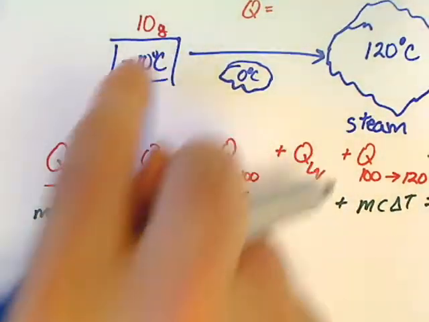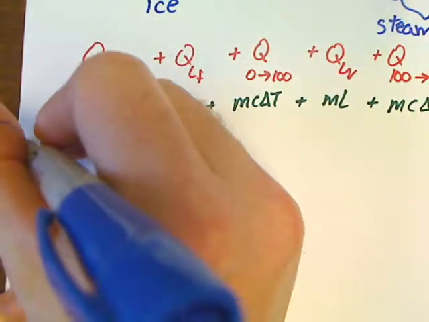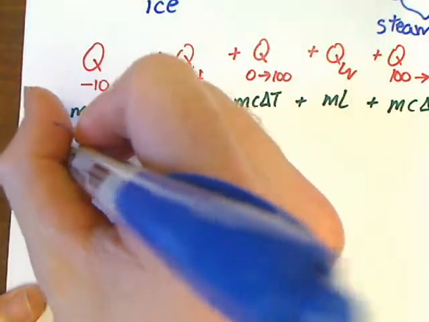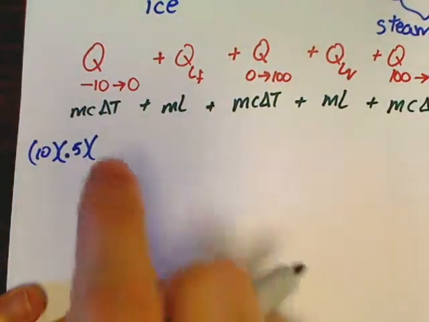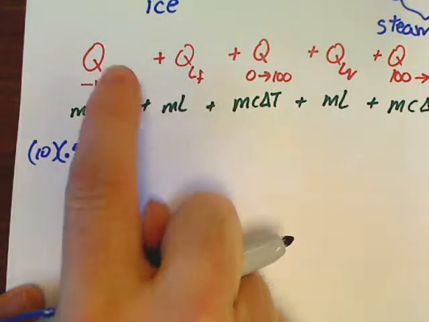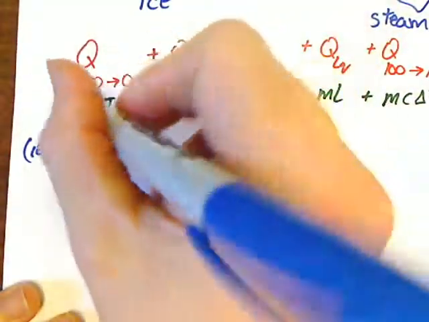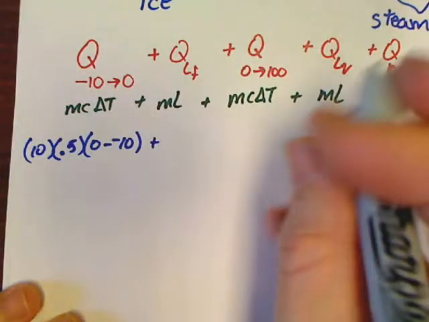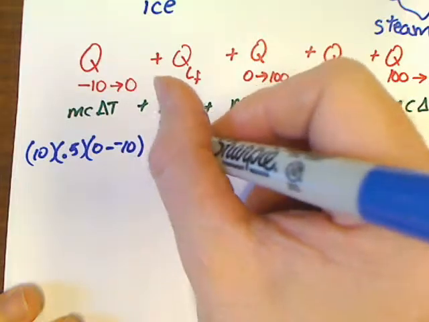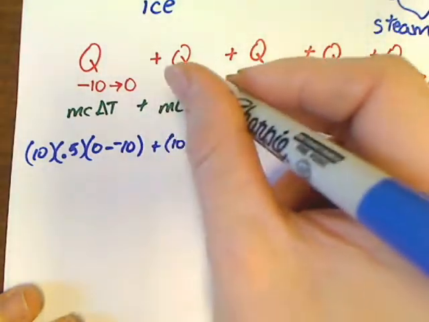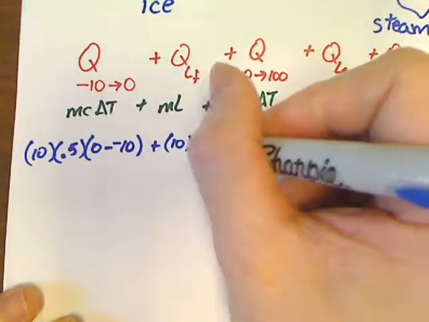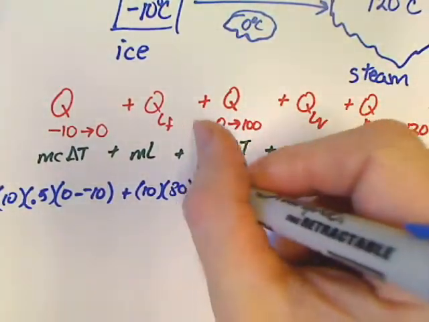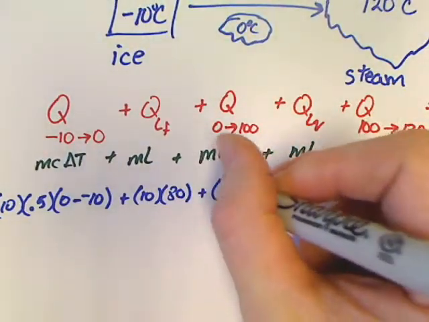So I had 10 grams of ice. All right, are you ready? So 10 grams of ice times C for ice, which is 0.5, times delta T, which means final minus initial temperature: 0 minus -10. Plus ML, which would be 10 times LF for water, which is 80, positive 80, because we're trying to melt. Plus, keep going, MC delta T, 10.